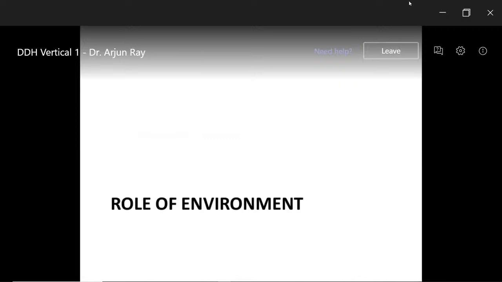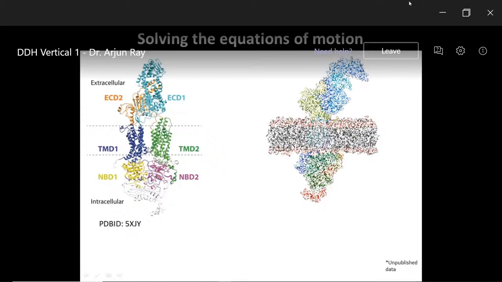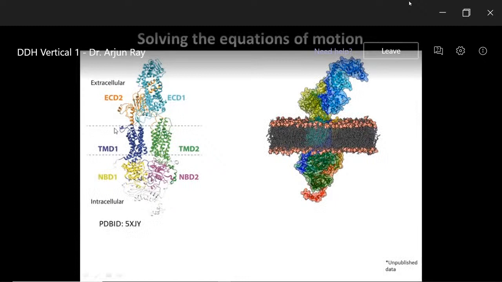To further elaborate on this point, now that I've highlighted how MD simulation can capture dynamics, I would like to come to the role of environment for receptors. Imagine this scenario where you have a protein here, and this protein was crystallized, and the PDB ID is given here. Now, this crystal structure should have been in its native lipid environment, but here I have shown that it would have lain in this region. With the power of molecular dynamics simulation, we can actually equilibrate this protein in its native membrane lipid environment.